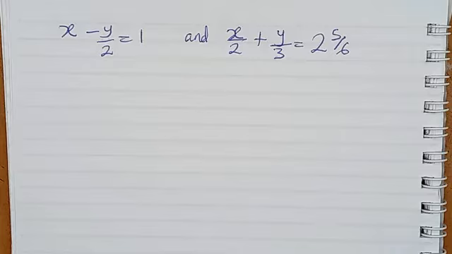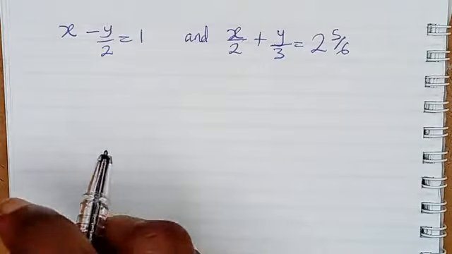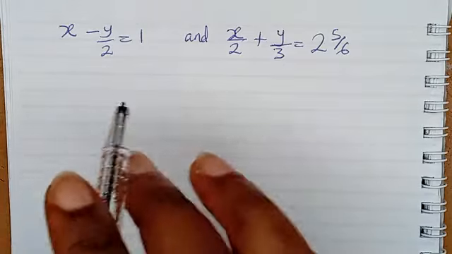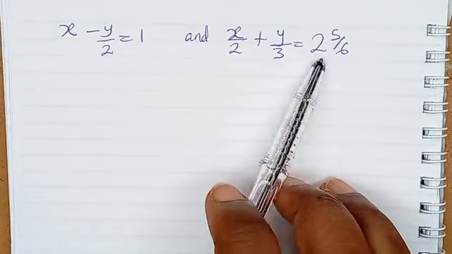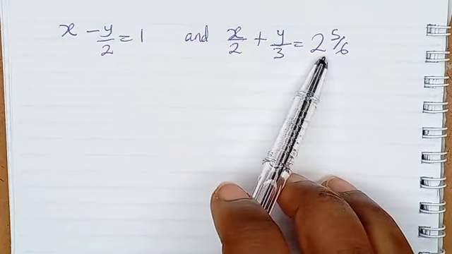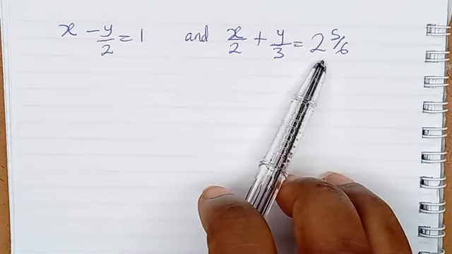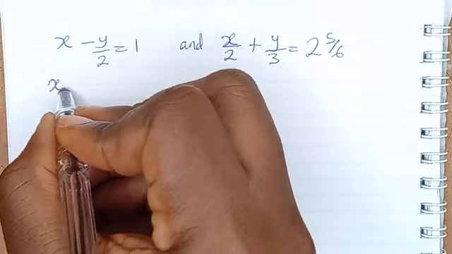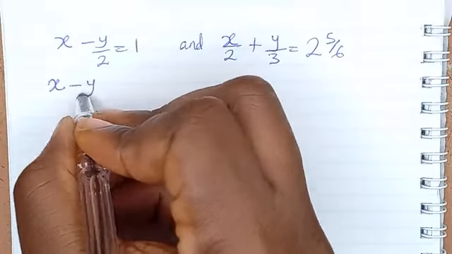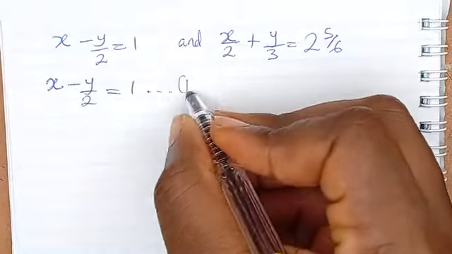Now let's look at another example. In this example, we have these two equations. Now we're going to rewrite them and then name them equation 1 and 2. But when we write equation 2, it's important for us to change this mixed fraction into an improper fraction because it's always easier to work with improper fractions. Now to repeat the equations, we have x minus y over 2 is equal to 1. So this is equation 1.